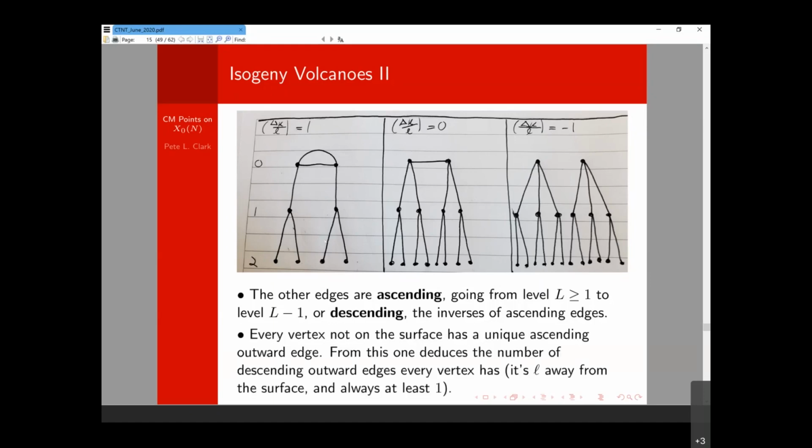And so that accounts for absolutely all of the edges on the isogeny volcano, and really it tells you the entire structure of the isogeny volcano, except for more precise information as to what's happening on the surface, which is actually not necessary for what I want to do. But yeah, so every vertex that's not on the surface has a unique ascending outward edge, and from all this information you can deduce the number of descending outward edges coming from each vertex. If you're away from the surface, then every vertex has precisely L descending vertices.